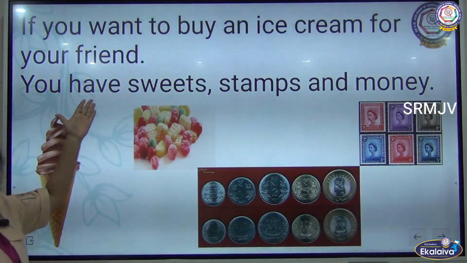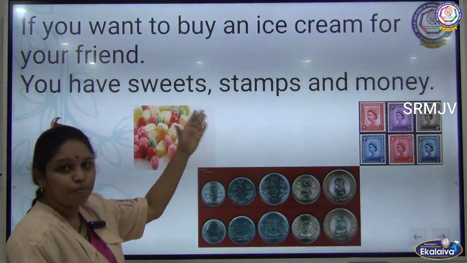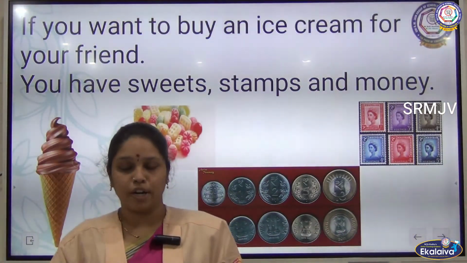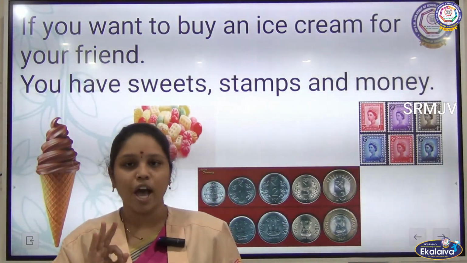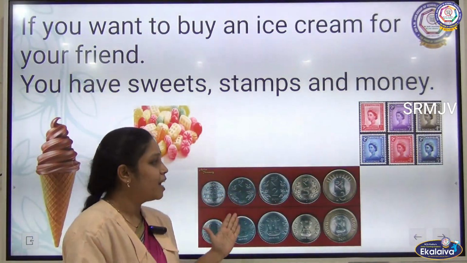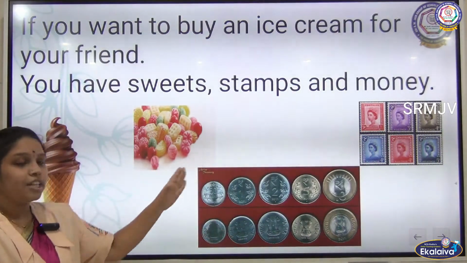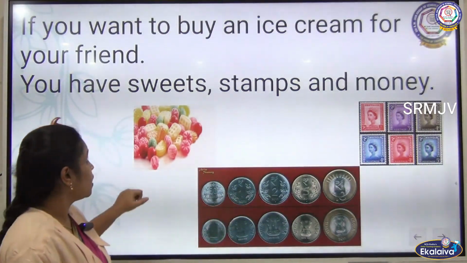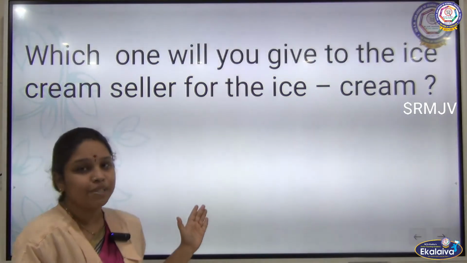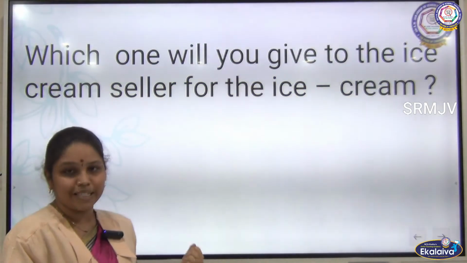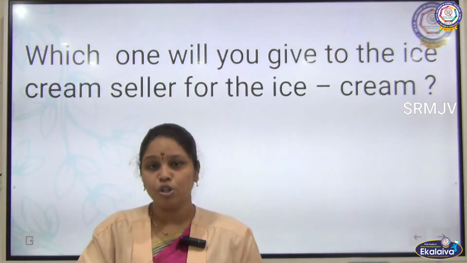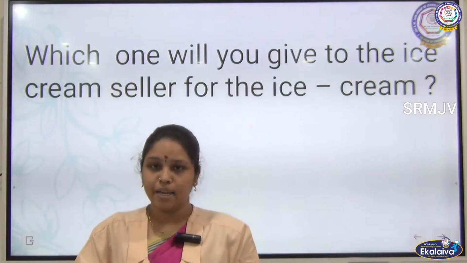See, if you want to buy an ice cream for your friend, you have three things in your hand: sweets, stamps and money. Which one will you give to the ice cream seller to buy the ice cream? Now, think and say, children, which one you will give to the shopkeeper to buy the ice cream?